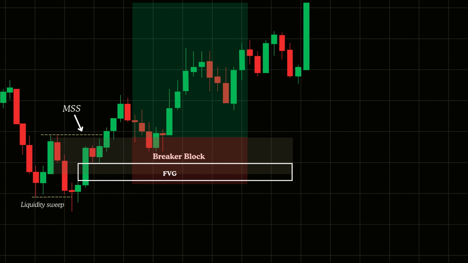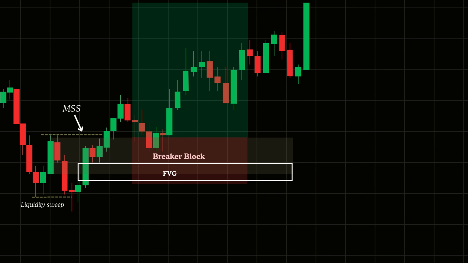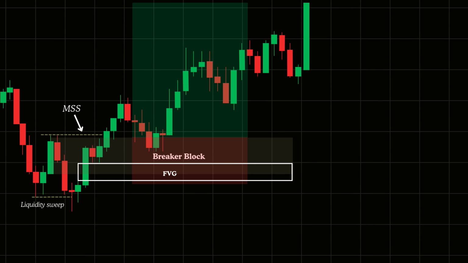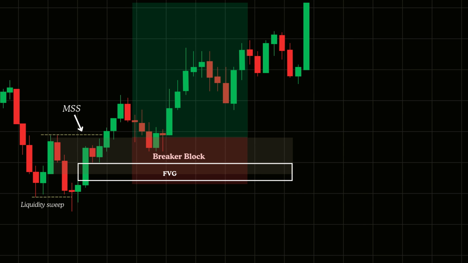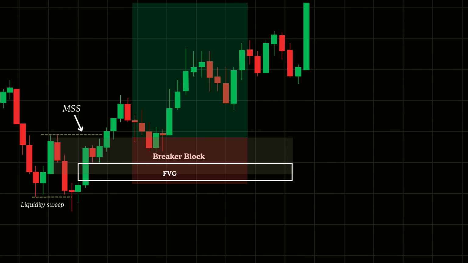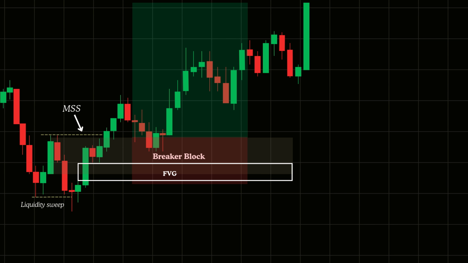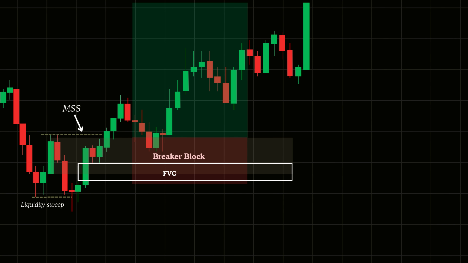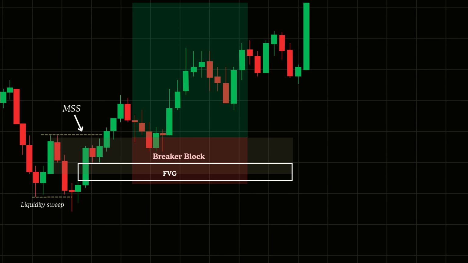When planning your trade execution, there are two entry strategies to consider. You can either go with a direct entry using the current time frame, or adopt a more conservative approach. This involves waiting for additional confirmation, such as a lower time frame change of character within the breaker block region identified on the higher time frame.